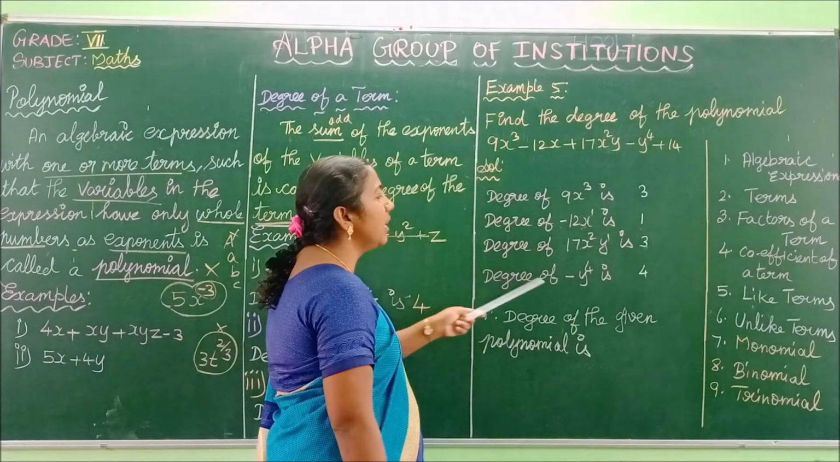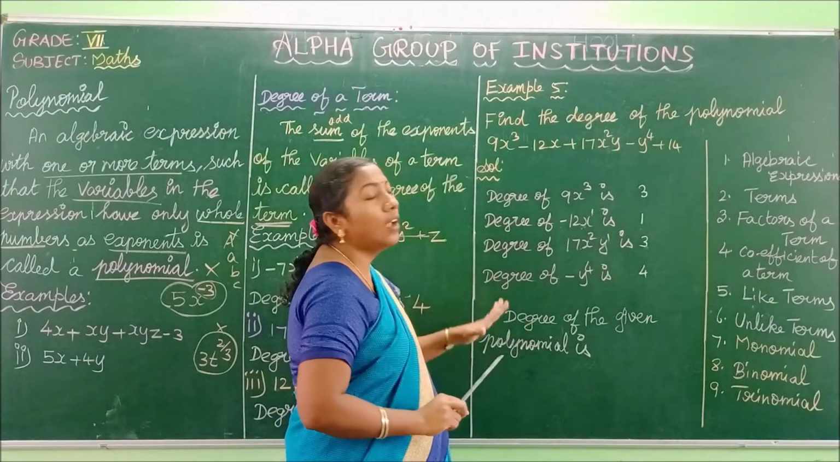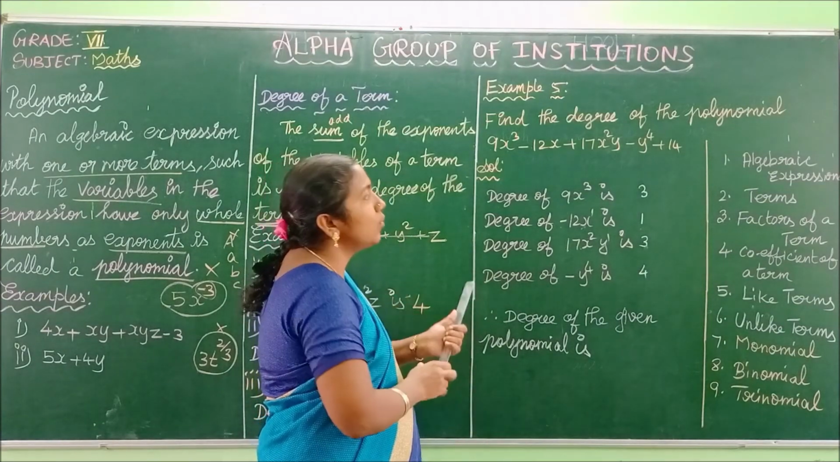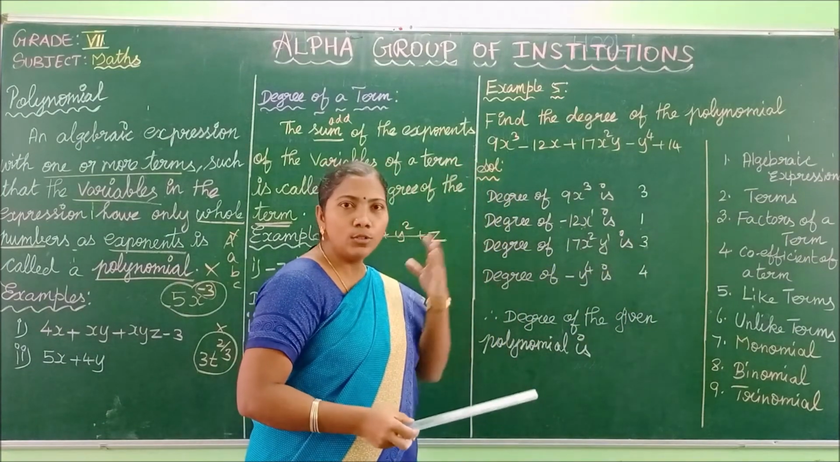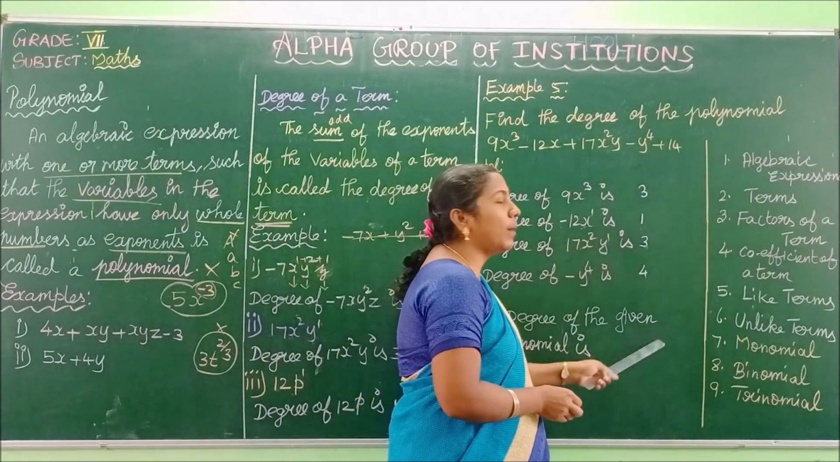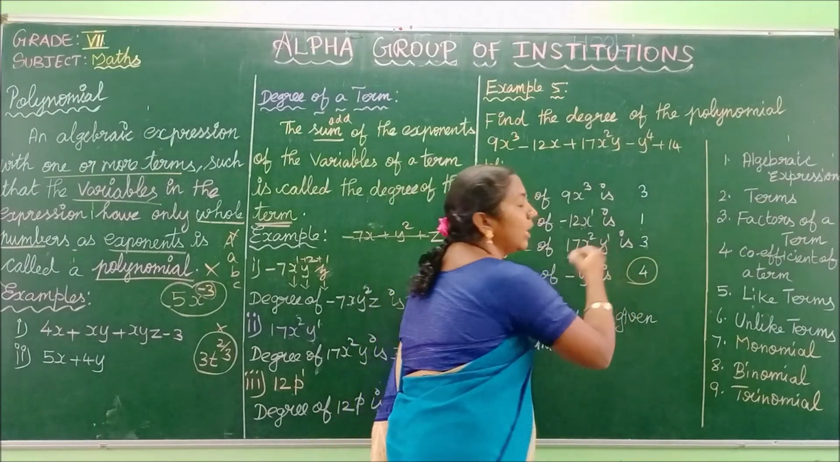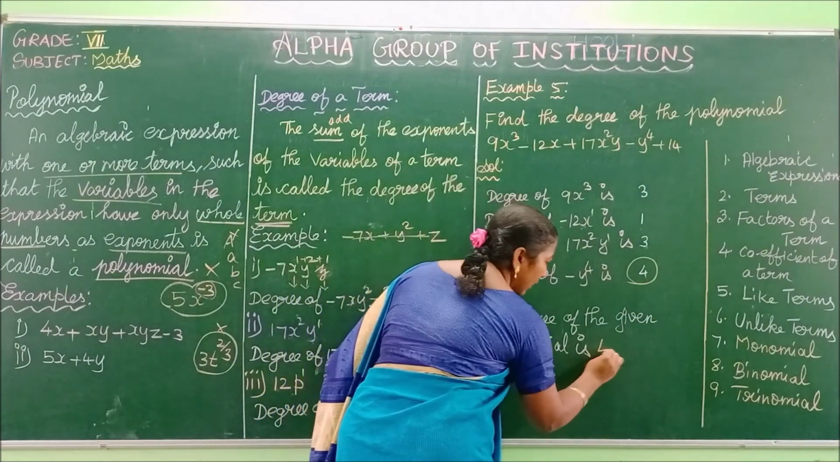Okay. Next, the degree of minus y power 4 is 4. Now we have calculated the degrees of each term in the polynomial. Next, you have to give the degree of the entire polynomial. How can you give? You have to choose the higher value among these degrees, which is the higher one, 4. So the degree of the given polynomial is 4.